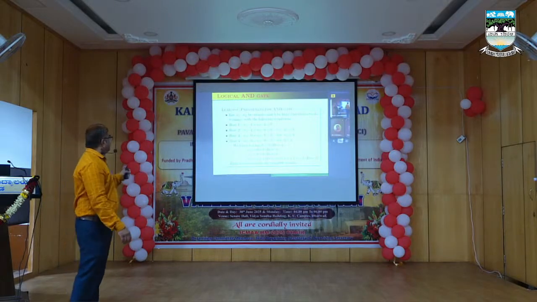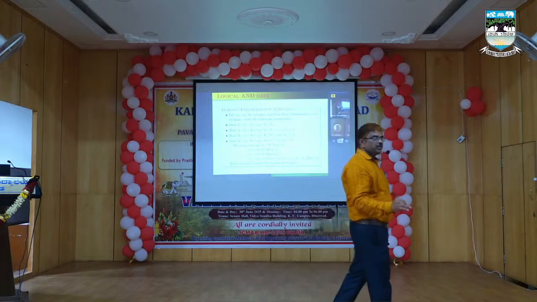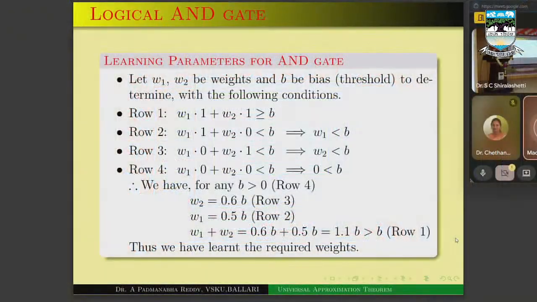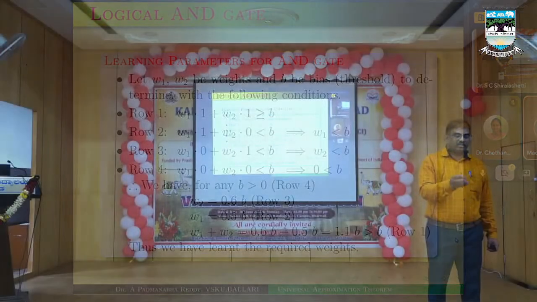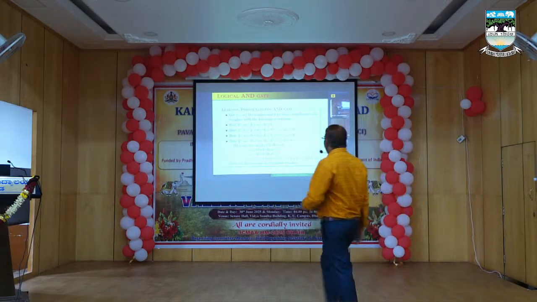Good. So, learning parameters for the AND gate. What are the unknowns? W1, W2, B. These are called parameters, and I am going to calculate them. That is why it is called learning. I am going to find the weights W1, W2 and B for the corresponding logical gate. These weights are the parameters of the network.